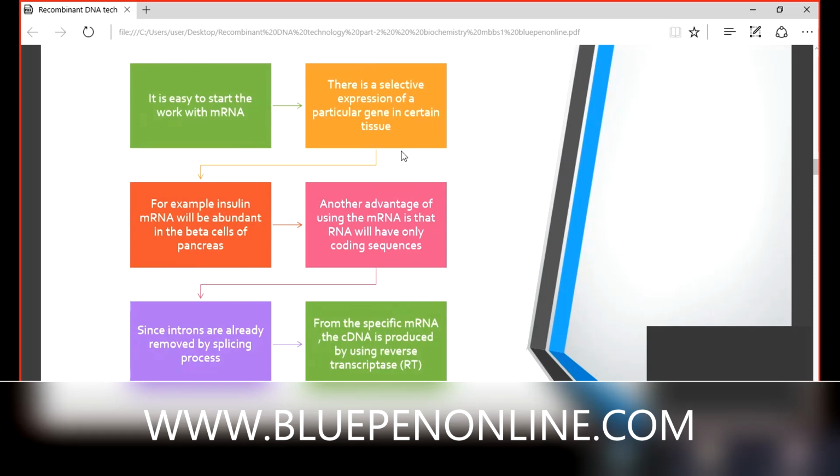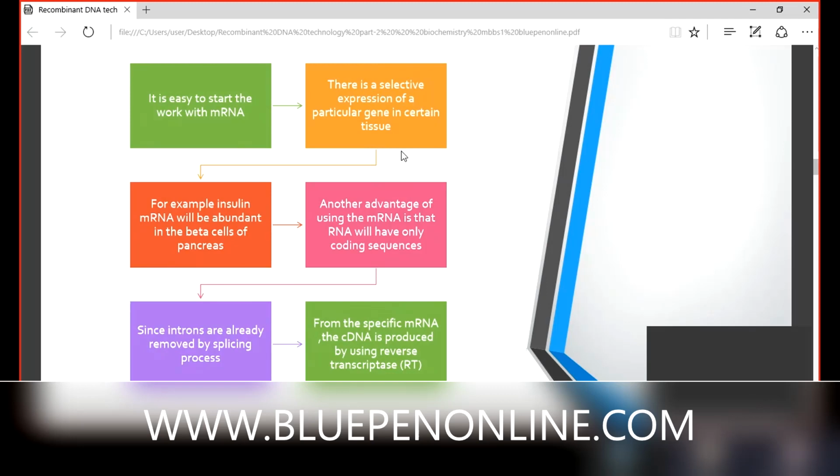There is a selective expression of a particular gene in certain tissue. For example, insulin mRNA will be abundant in the beta cells of the pancreas. Another advantage of using mRNA is that RNA will have only the coding sequence. We are very clear with that point. Why? Because during splicing, all the introns are removed and only exons are there. Exons are joined together. Splicing mechanism is there.